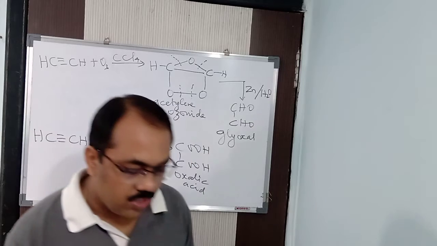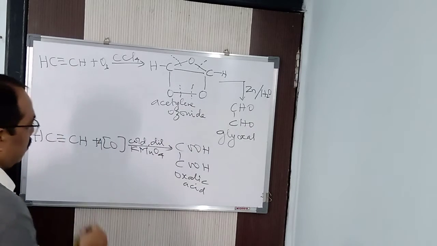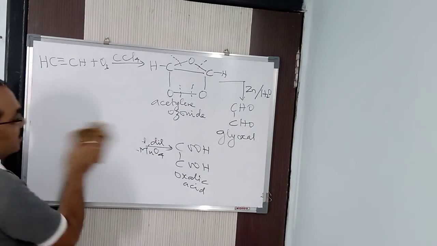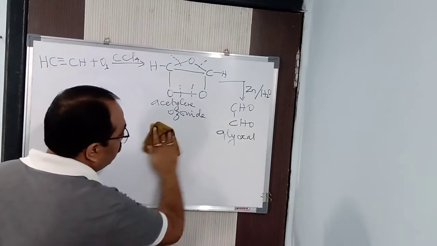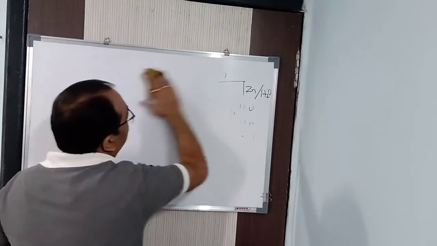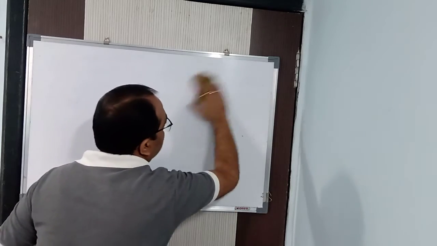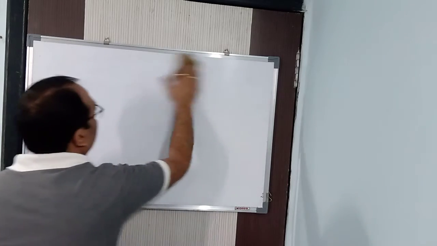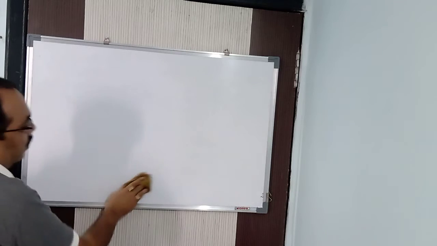Now next, there is a test for alkynes. Only alkynes give this particular test, the one which I am going to tell you now. So this particular test will differentiate alkynes from alkenes and alkanes. That is, only alkynes give this particular test.